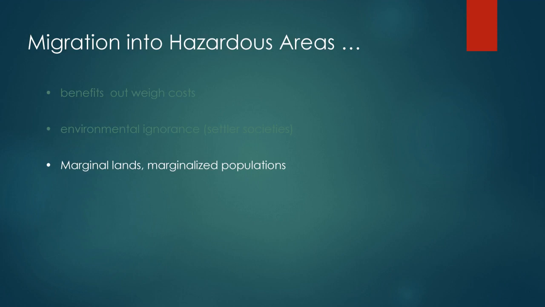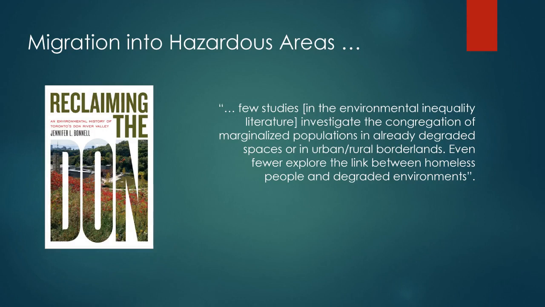And thirdly, people have been pushed into environmental risk. There's a strong connection between marginal lands and marginalized populations. Jennifer Bonnell has stated this very eloquently in her book on Toronto's Don River, where she held that few studies investigate the congregation of marginalized populations in already degraded spaces or in urban-rural borderlands. Even fewer explore the link between homeless people and degraded environments.